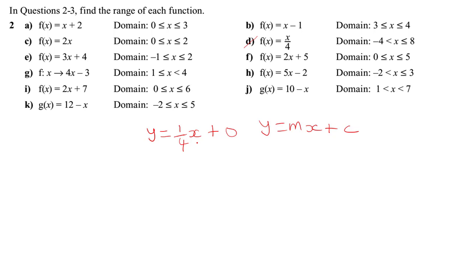So this line is going to be passing through the origin, and the gradient is going to be positive, which is going to be 1 over 4. What I want to do now, I want to find the highest value of y you can end up with and the lowest value of y you can end up with here. So all we need to do, as I said earlier, you just sub in those values. So let's sub them in.